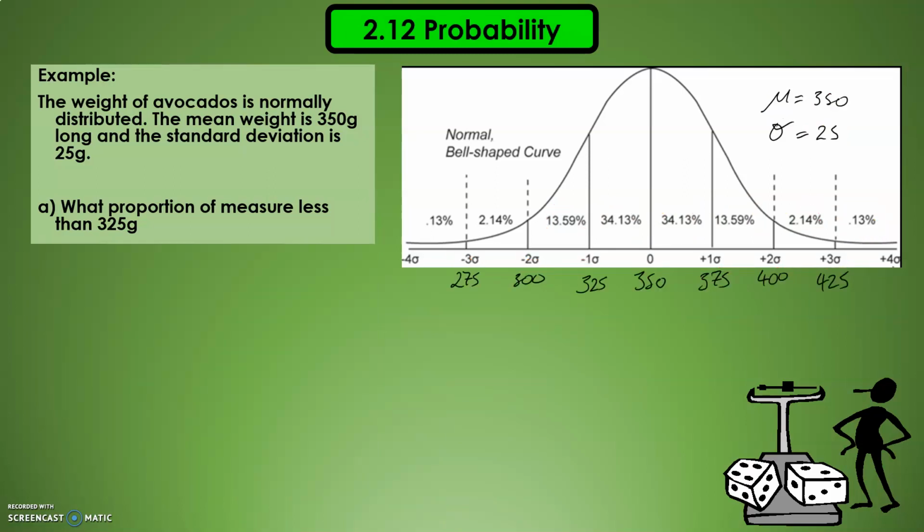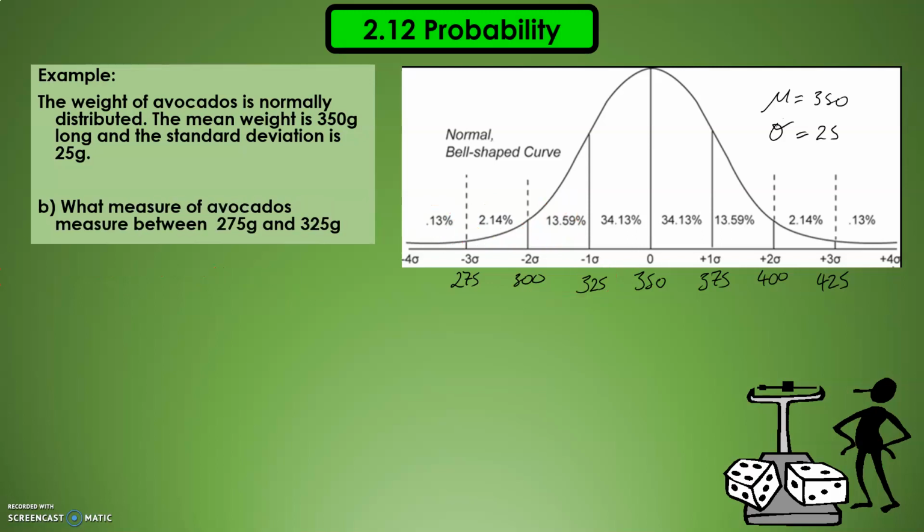So looking at this first question, we're talking about 325 and what measures less. So that's everything below it this way. So if we shade that in, we have these three proportions that we can add together. Once you've done the calculation, you can see that 15.86% of the avocados weigh less than 325.